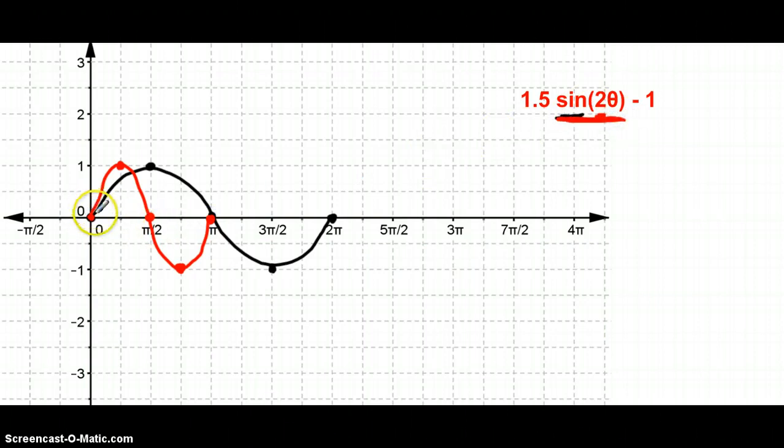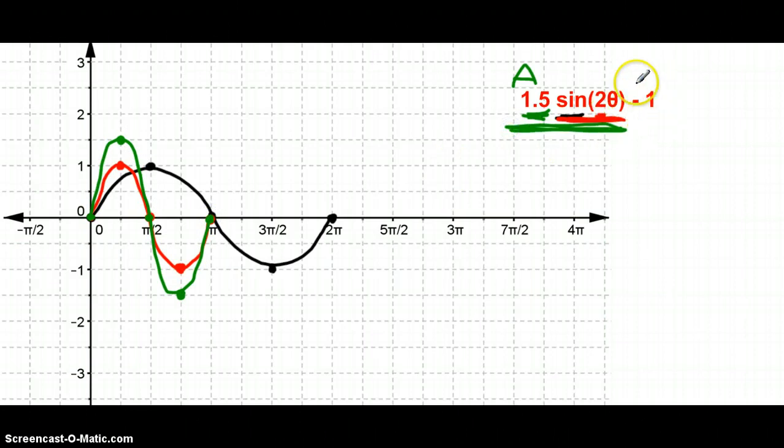The frequency is twice, meaning the period is half. Pi is half of 2 pi. The next thing we can do is apply our vertical stretch of 1.5, actually our amplitude of 1.5. And so we're just going to multiply our y values by 1.5. So 0 times 1.5 is still 0. 1 times 1.5 is 1.5, and negative 1 times 1.5 is negative 1.5. So clearly we've made a vertical stretch here on the function, and now we have this function plotted.